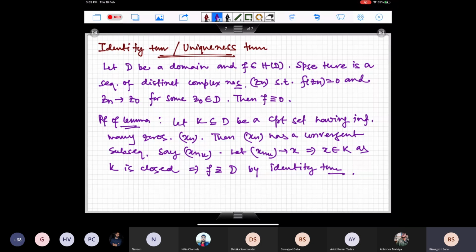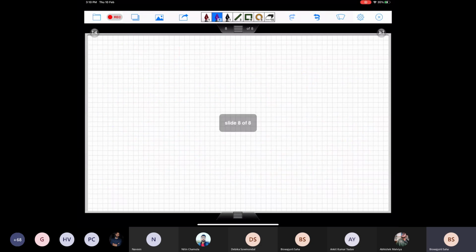Because the corollaries are, as I told you, some are more interesting. So of course, this lemma is a corollary. The above lemma is a corollary of the identity theorem, clearly. And I want to quickly state a few more corollaries.